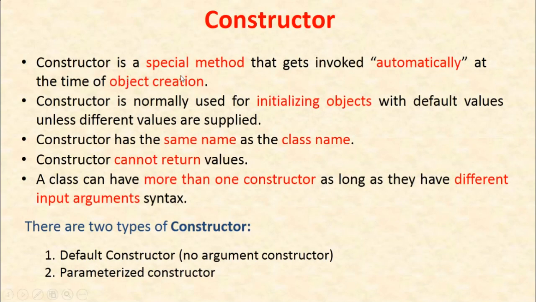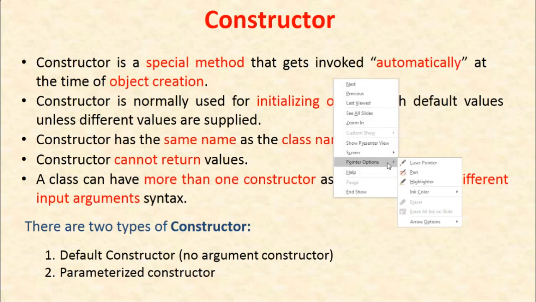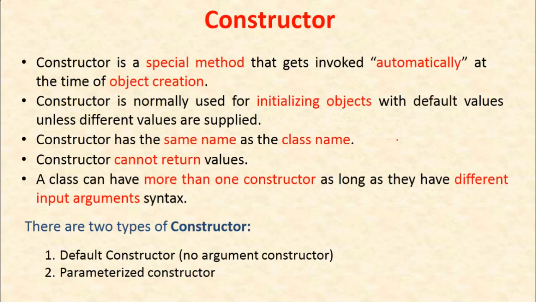So a constructor is a special method that gets invoked automatically at the time of object creation. It is a special type of method that is automatically called when we create an object. For example, when our class name is A, and we say A obj equal to new A, this one is our default constructor.